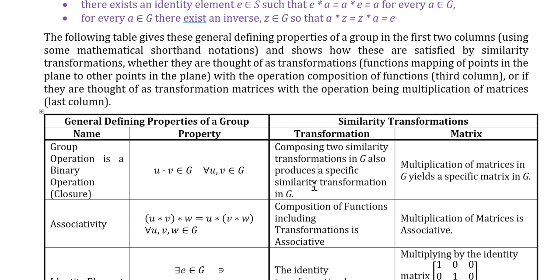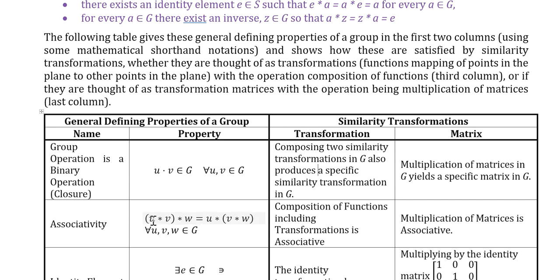A subgroup of that is the isometries. The composition of two isometries produces another isometry. Matrix multiplication of matrices in G yields a specific matrix back in G. So G is going to be a specific set of 3 by 3 matrices that represent similarity transformations, or another specific subset of that represents isometries, and those sets are going to be closed under matrix multiplication. So when we multiply two matrices, we get a specific matrix back in the set of matrices that we want.